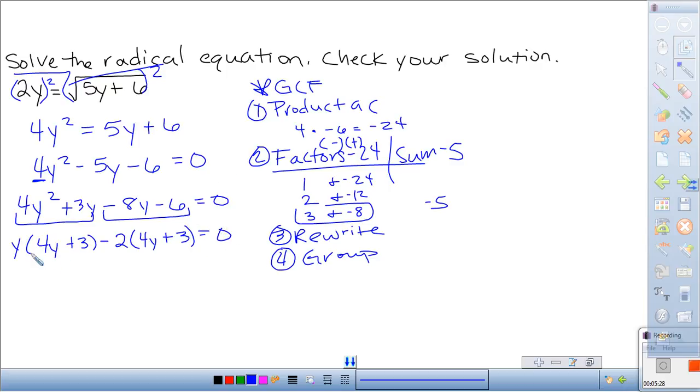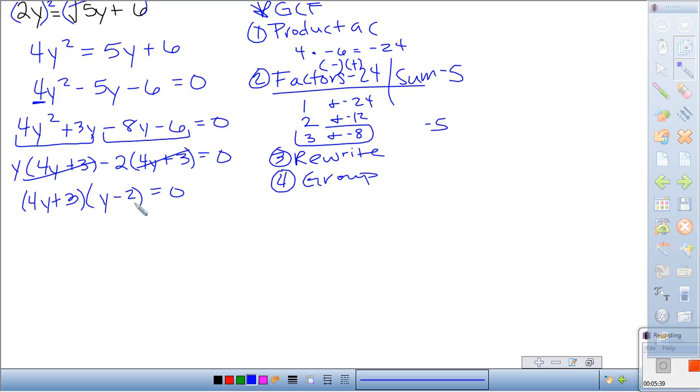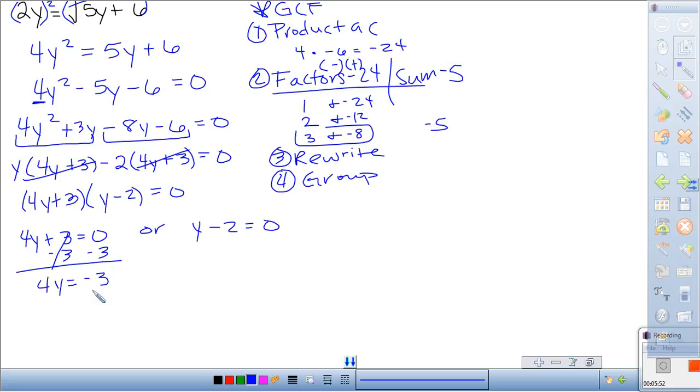And then we create our two binomials, pull out the GCF of 4y plus 3, that's the GCF, times what's left, y minus 2, equals 0, and then split those up and solve. 4y plus 3 equals 0, or y minus 2 equals 0, so subtract 3 from both sides. 4y equals negative 3, divide both sides by 4, y equals negative 3/4, or add 2 to both sides, y equals 2. So it's one of those is our answer.